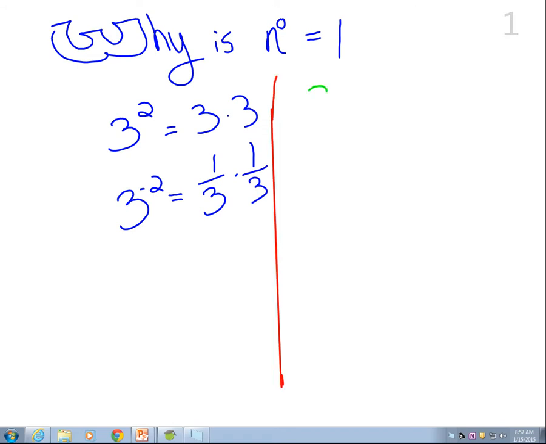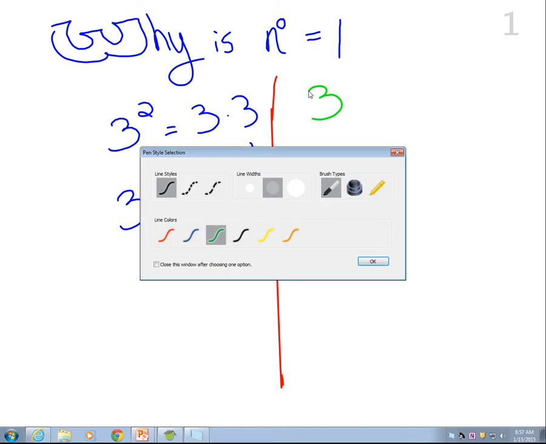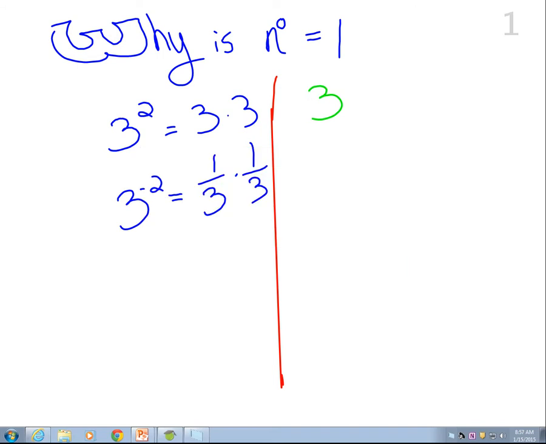Can you see that okay? Yes. Can you see that okay? Good.